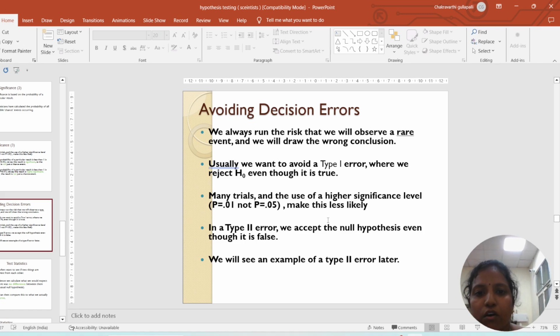In this, we have to avoid decision errors. Usually we want to avoid type 1 and type 2 errors. Type 1 error: we reject the H naught when it is true. Many trials use higher significance levels, so we use less likely values. And type 2 error means we accept the null hypothesis even if it is false.